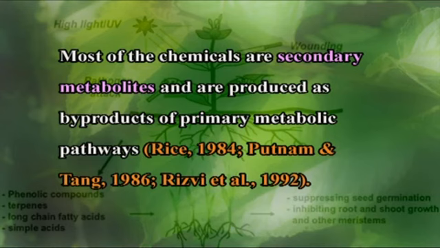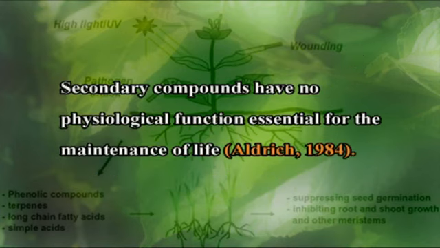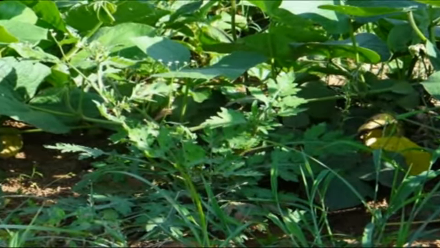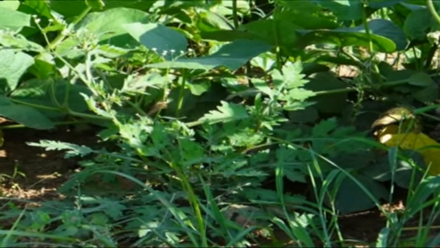Most of the chemicals are secondary metabolites and are produced as byproducts of primary metabolic pathways, Rice 1984, Putnam and Tang 1986, Rizvi et al. 1992. Secondary compounds have no physiological function essential for the maintenance of life, Aldrich 1984. Reports most frequently identify effects which are readily observed in the field or under controlled conditions. Delayed or inhibited germination and the stimulation or inhibition of root and shoot growth are often reported by Rizvi et al. 1992.